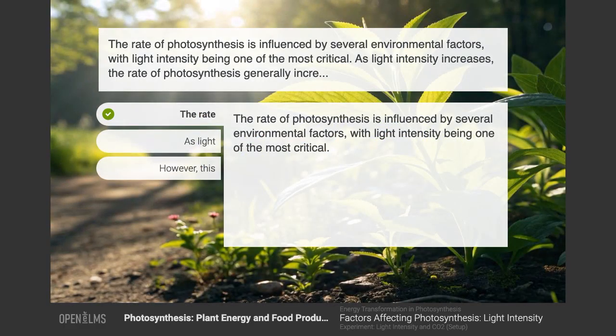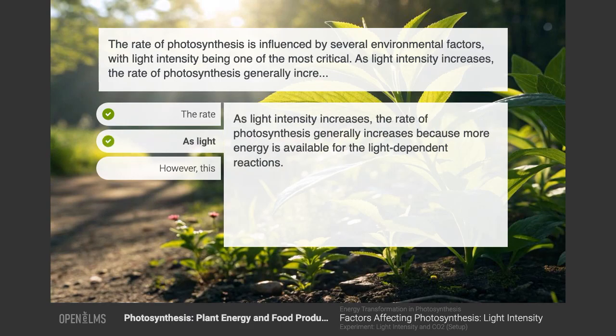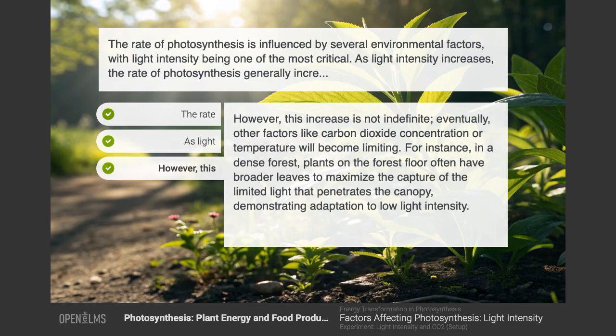The rate of photosynthesis is influenced by several environmental factors, with light intensity being one of the most critical. As light intensity increases, the rate of photosynthesis generally increases because more energy is available for the light-dependent reactions. However, this increase is not indefinite. Eventually, other factors like carbon dioxide concentration or temperature will become limiting.